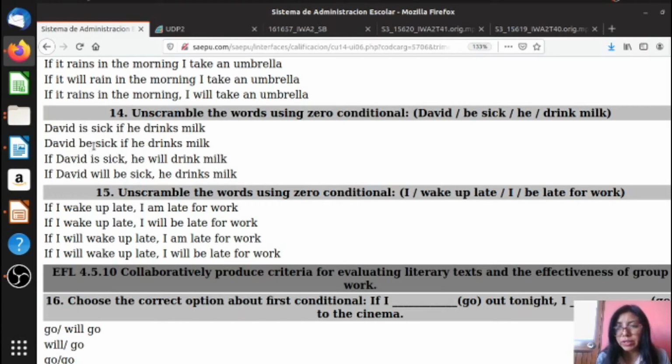That is incorrect. Okay, if David is sick, he will ring. In this case I am using will, so in zero conditional we don't need to use will. Okay, and that is the same. You don't have to use will in zero conditional. Okay, so please copy the first question.